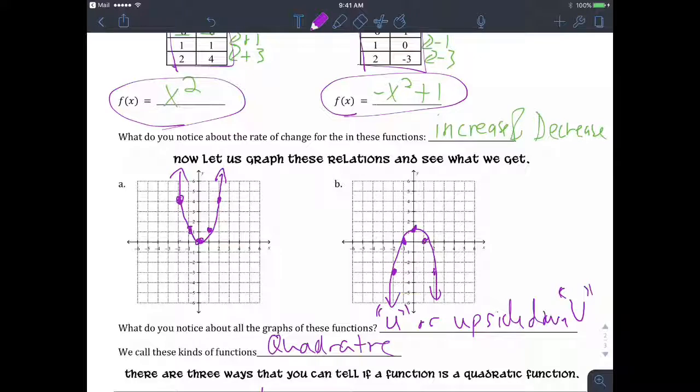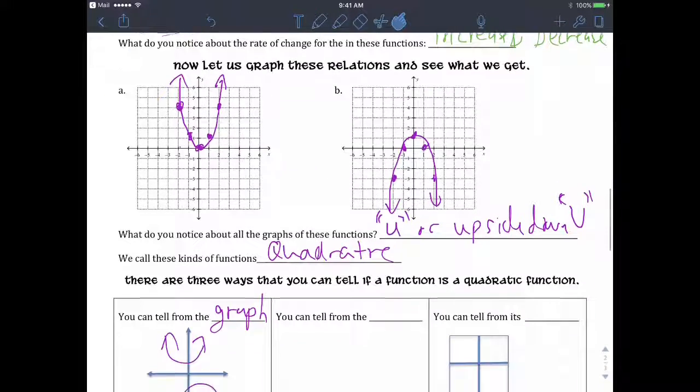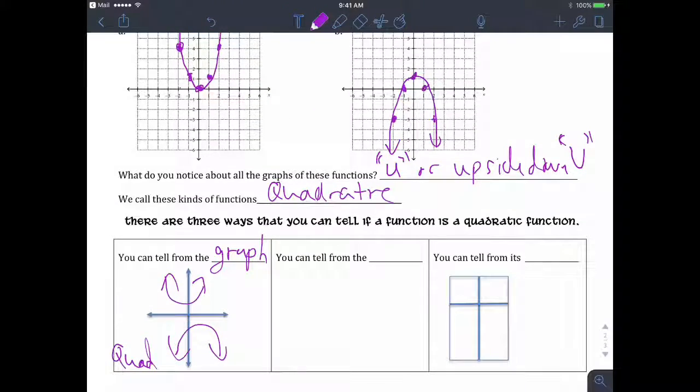Alright, hopefully you got this correct. Let me go back down there. So, how do you know? By looking at the rule or the equation. You will know by seeing the x squared. Okay? So if you see x squared, it's automatically quadratic.